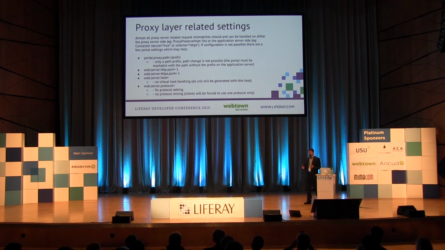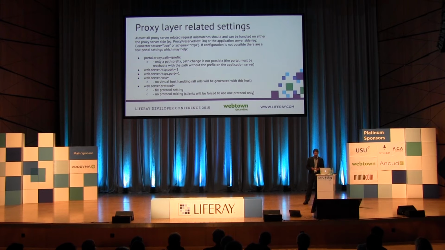However, if everything else fails, there are some settings which you can set in your portal property file to change how the portal generates URLs. The first is the portal proxy path, which actually prefixes every generated URL with a fixed prefix. That will be added by the portal automatically, and it will be accessed without a prefix, of course. The only drawback is that it is only a prefix. You cannot change paths, for example, with rewrite in the HTTPD.